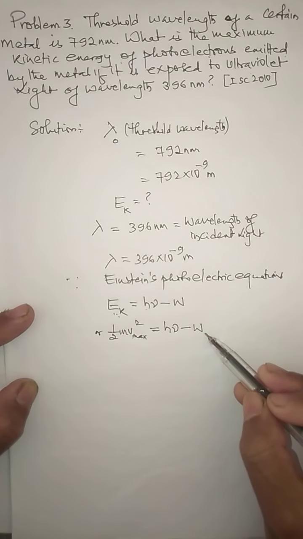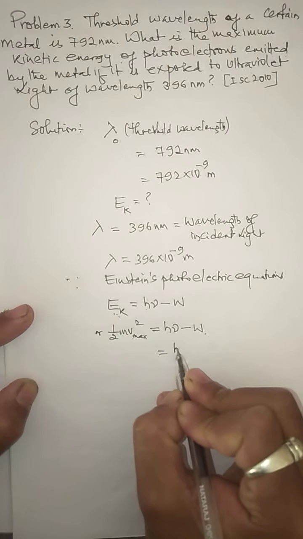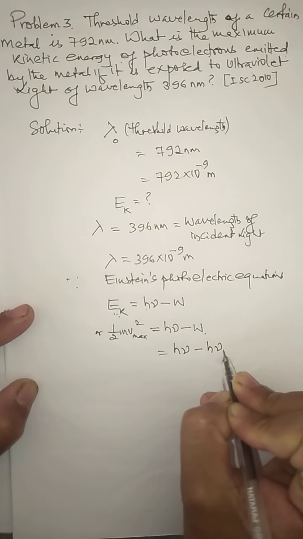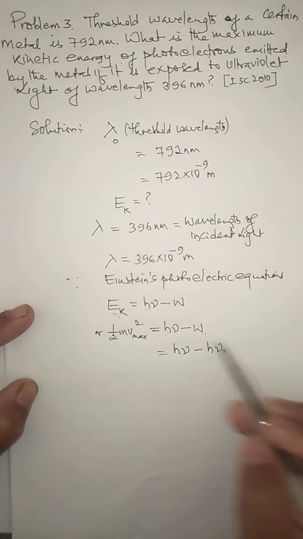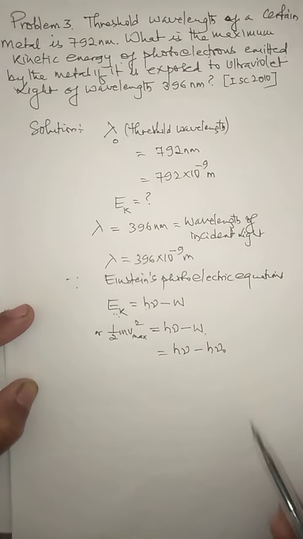And you know what w is out there? Work function. So h nu minus the work function, which we have learned as h nu naught. Here nu naught is the threshold frequency. But in this question, the frequencies are not given; the wavelengths are given. But children, the same relation can be written in terms of wavelength.